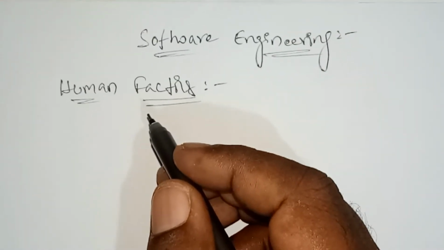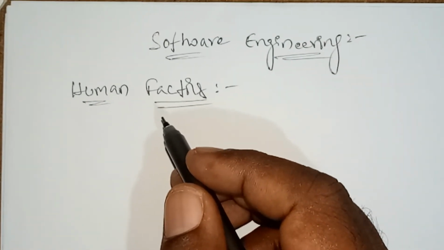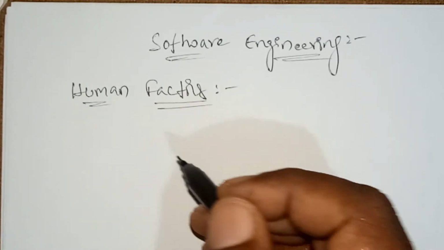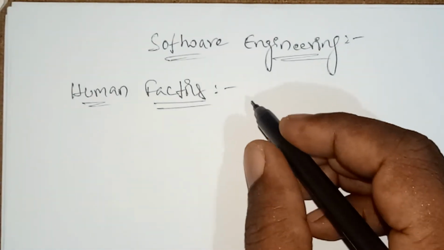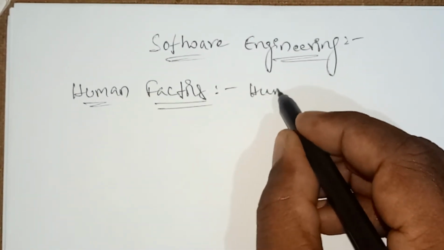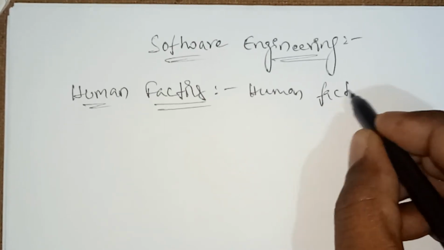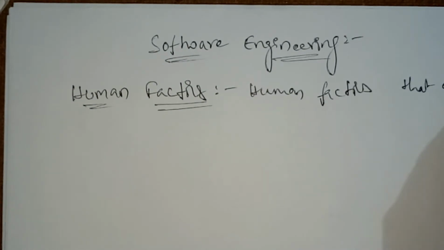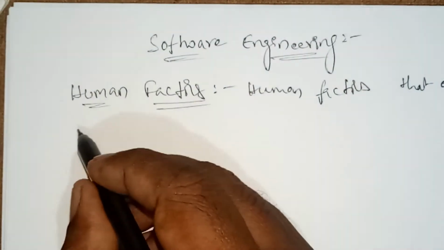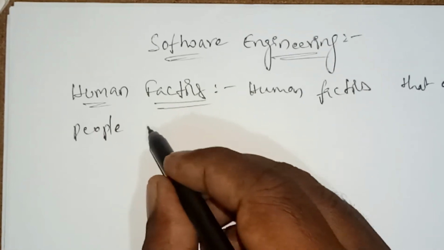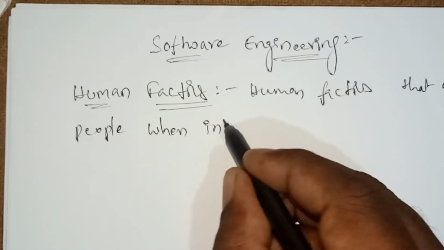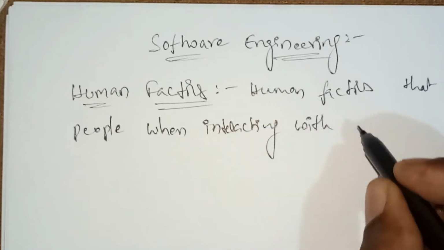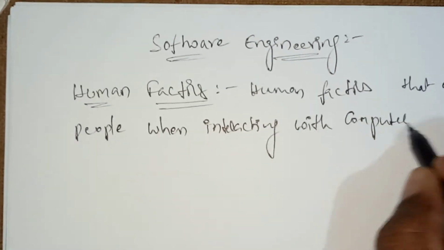Now the topic is human factors, like how human factors can affect people when interacting with computers and software.